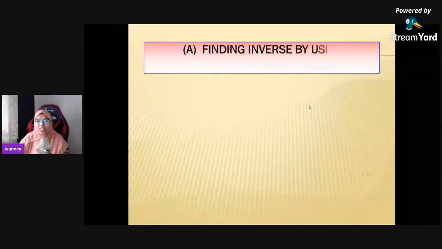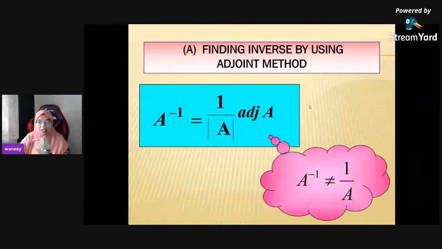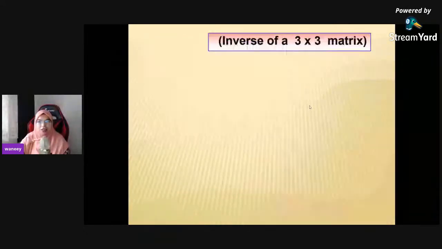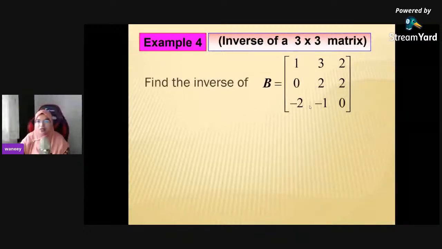Okay, so now finding the inverse using the adjoint method. So A inverse is 1 over the determinant of A times the adjoint of A. Okay, so the inverse of a 3 by 3 matrix. Find the inverse for B. B is 1, 3, 2, 0, 2, 2, negative 2, negative 1, 0.